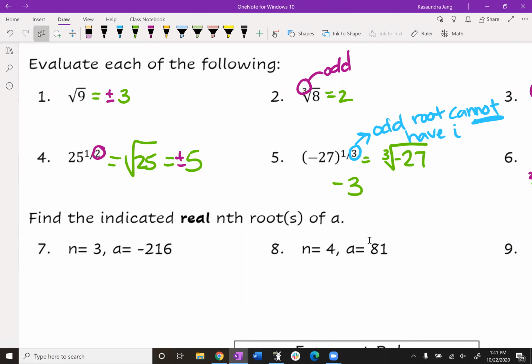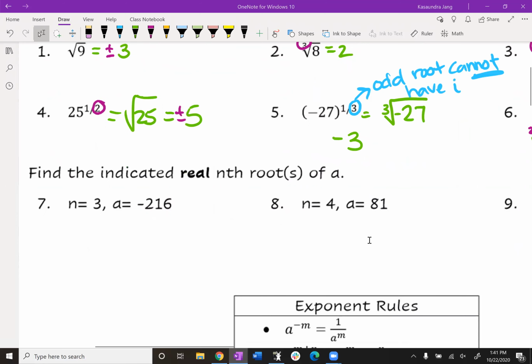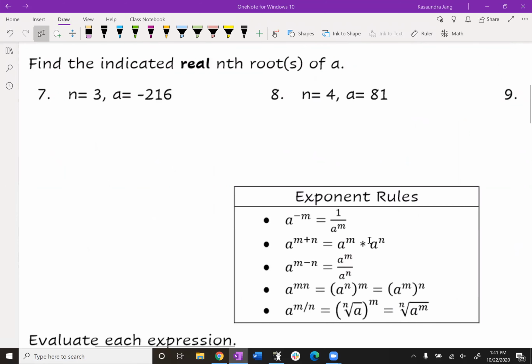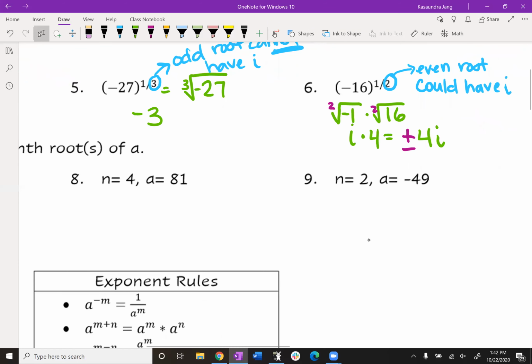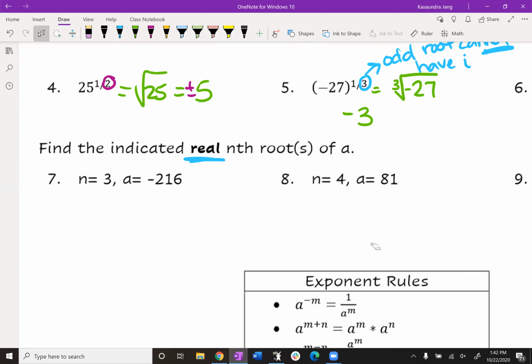All right, I'm going to move on to the next section. Then we're going to find the indicated real nth roots. Real as in not imaginary. If for some reason I have to take an even root of a negative number, then I would have some imaginary, and it's not going to go in my list of answers here. I want all reals, not imaginaries.